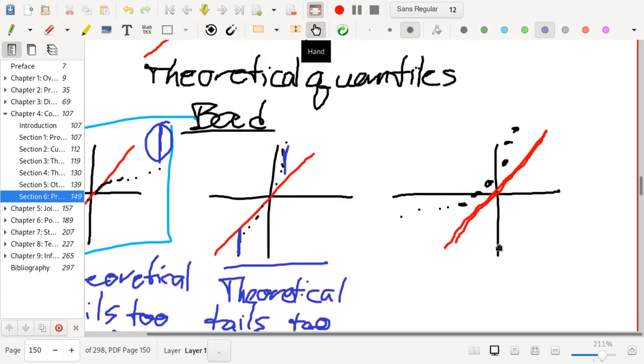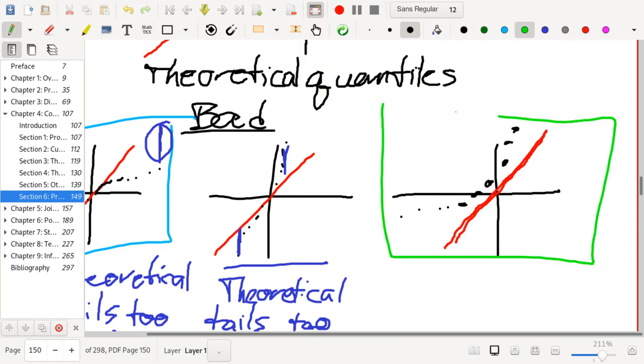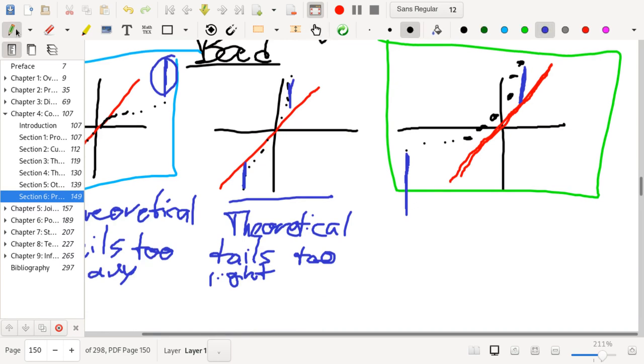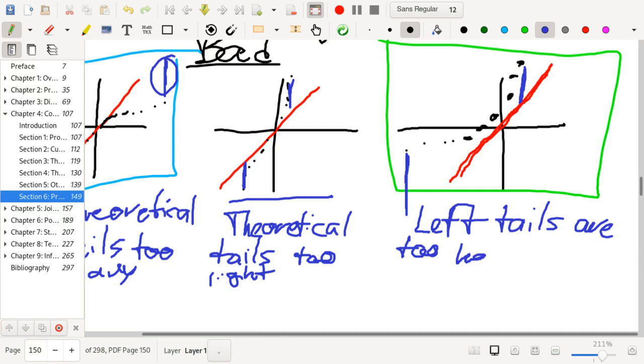And this plot on the far right, which we're going to box in green, what's wrong with this one? Well, on the left-hand side, we have a theoretical quantile that's much smaller in magnitude than what we observed in the sample, whereas on the right-hand side, the theoretical quantile is much larger than what we actually observed. So this would be a situation where the left-hand tails are too heavy in the theoretical distribution, and the right-hand tails are too light.